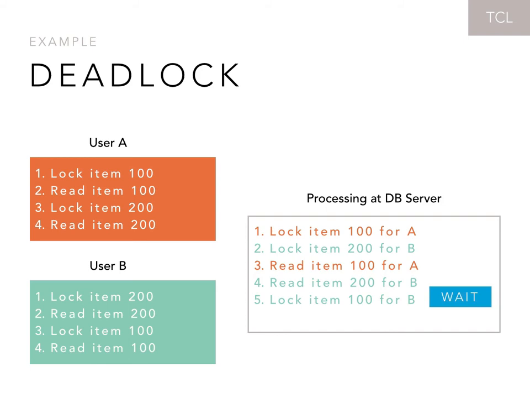B tries to lock 100, but it can't because that's still locked by A. A tries to lock 200, but it's still locked by B. So neither one of them can finish their set of 4 instructions, which is the transaction, because they're both depending on the other guy to release a lock that the other one's never going to release because they're waiting on the other guy.